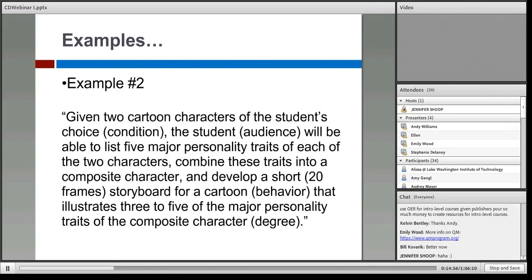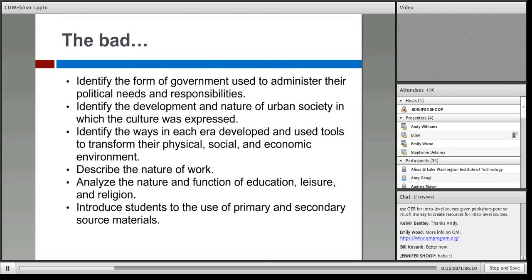Okay, so moving on. Now let's take a look at some actual objectives that we have seen. So this is where I invite everyone to weigh in. What are some issues that you see here?